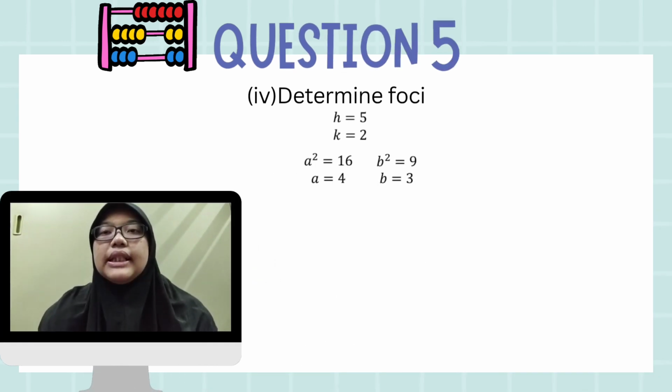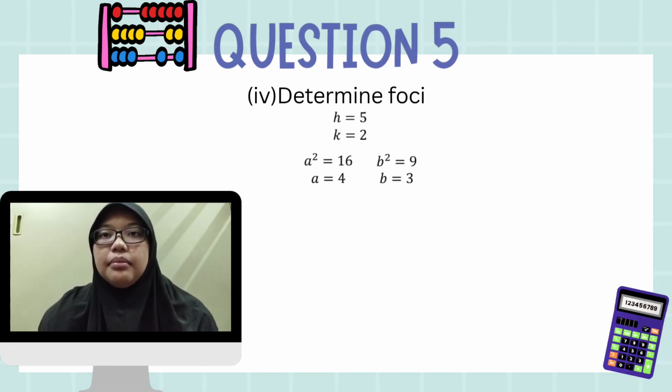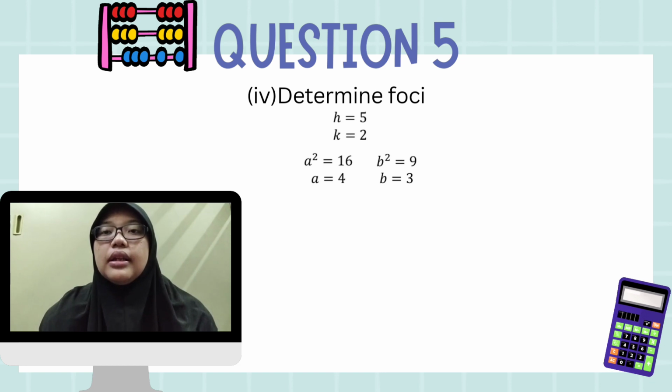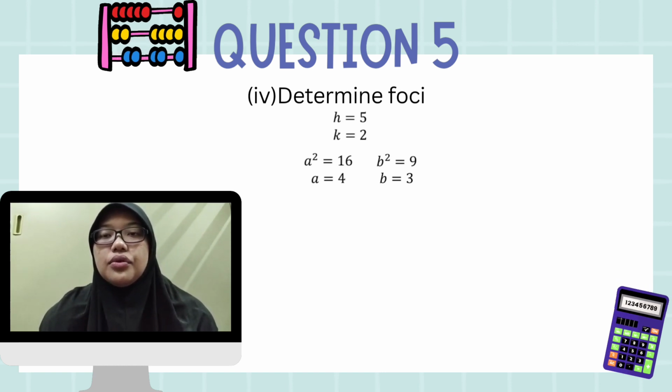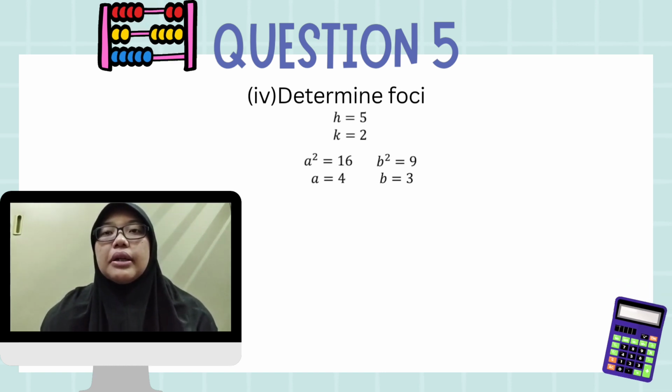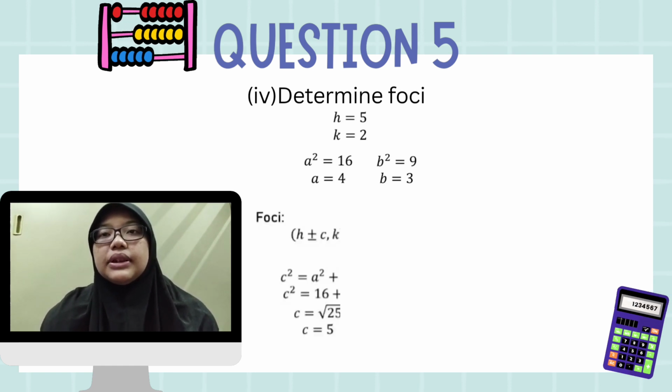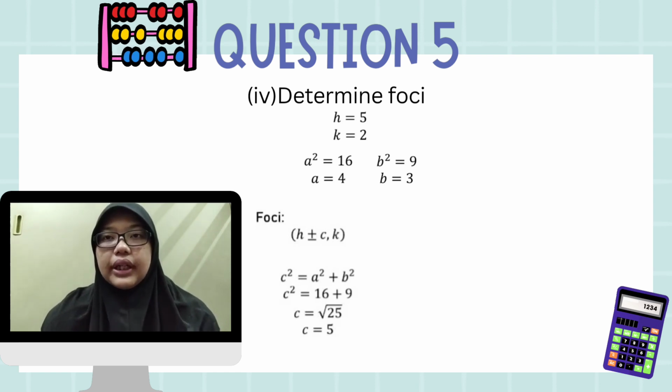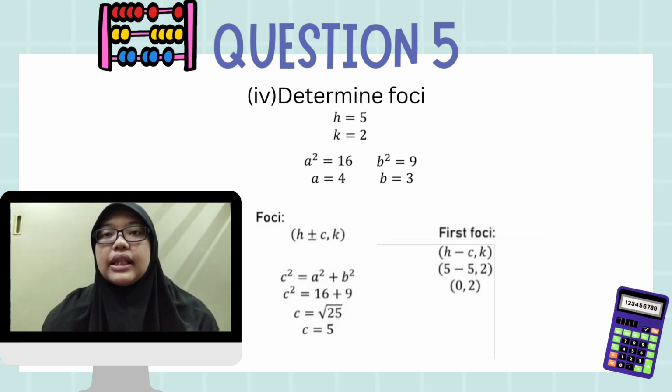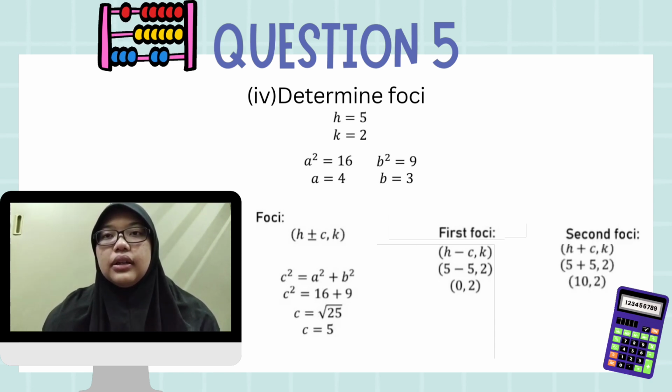Last but not least, this question is asking for the foci. The formula for the foci is h plus minus c comma k. In order to get c, you should use the formula c squared equals a squared plus b squared. You just have to substitute the values of a and b into this equation, and you will get c equals 5. From the formula h plus minus c comma k, you have to calculate two foci. The first focus is h minus c comma k, and you will get the answer 0 comma 2. The second focus is h plus c comma k, and you will get the answer 10 comma 2.